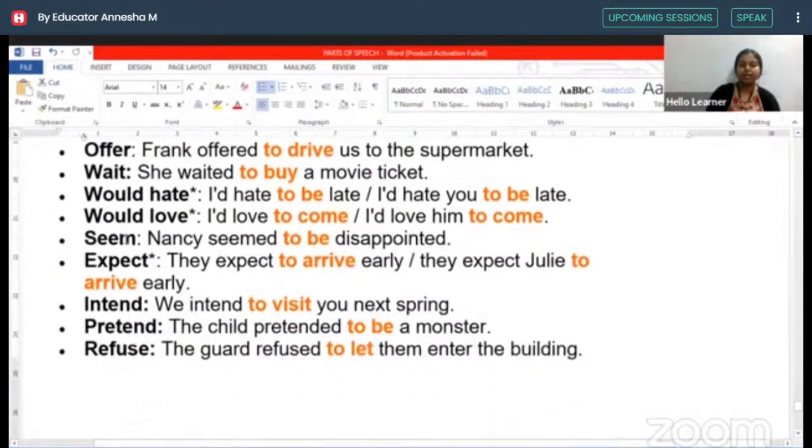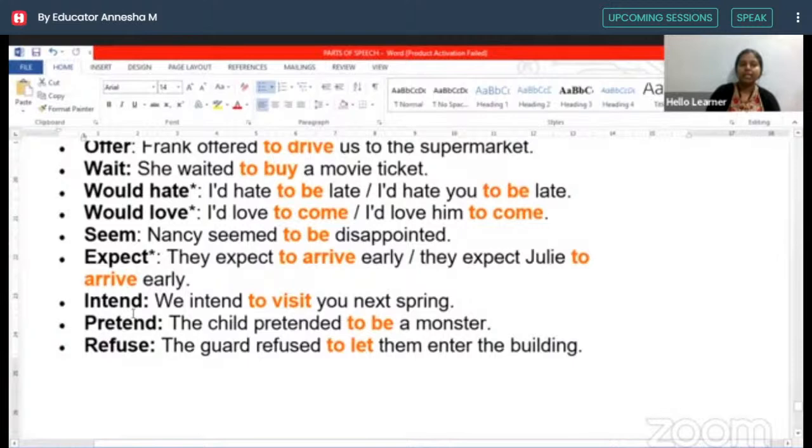Seem, expect, intend, pretend, refuse. Intent मतलब intention से आता है. The word intent comes from the word intention. That I have the intention of doing this. We intend to visit you next spring. मतलब हमारी इच्छा है, हमारी intention है कि हम आपसे next spring में मिले. Pretend. Pretend का मतलब again comes from the word pretense. मतलब कोई चीज दिखाना जो कि actual में नहीं है. So he is pretending to be a thief. He is not a thief. तो वो pretend कर रहा है कि वो thief है. वो नहीं है चोर. So the child pretended to be a monster.